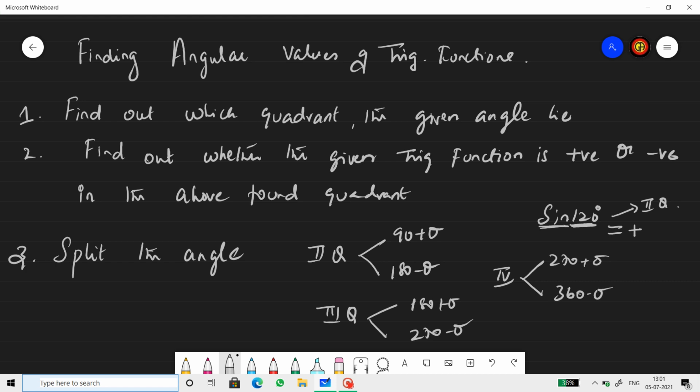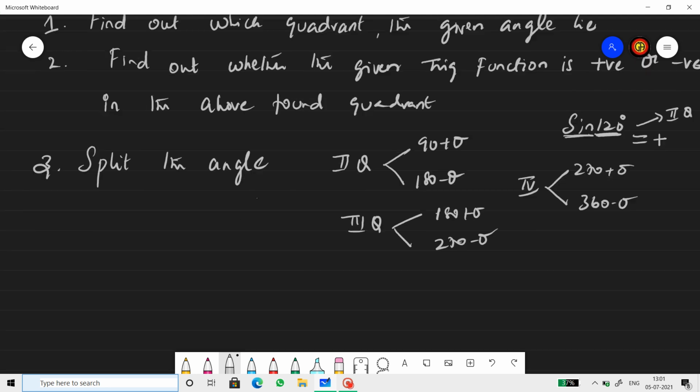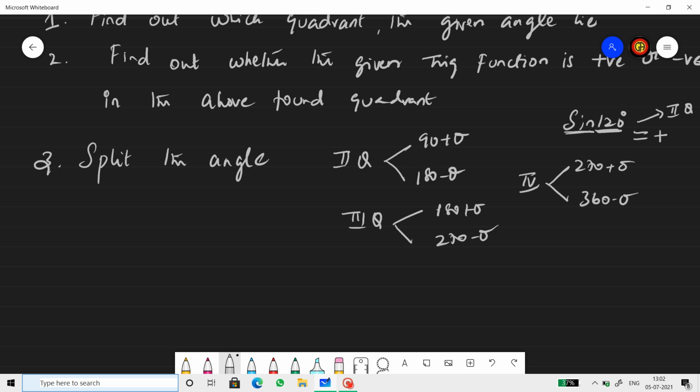So I'll use one of the options to split the angle. Now after I split it, if I'm splitting using the odd multiples of 90, that means if I'm using 90 or 270, whether it's 90 plus or 90 minus, whether it's 270 minus or 270 plus, that doesn't matter. The complementary theorem will get applied. But if I'm splitting using 180 or 360, then no complementary theorem.